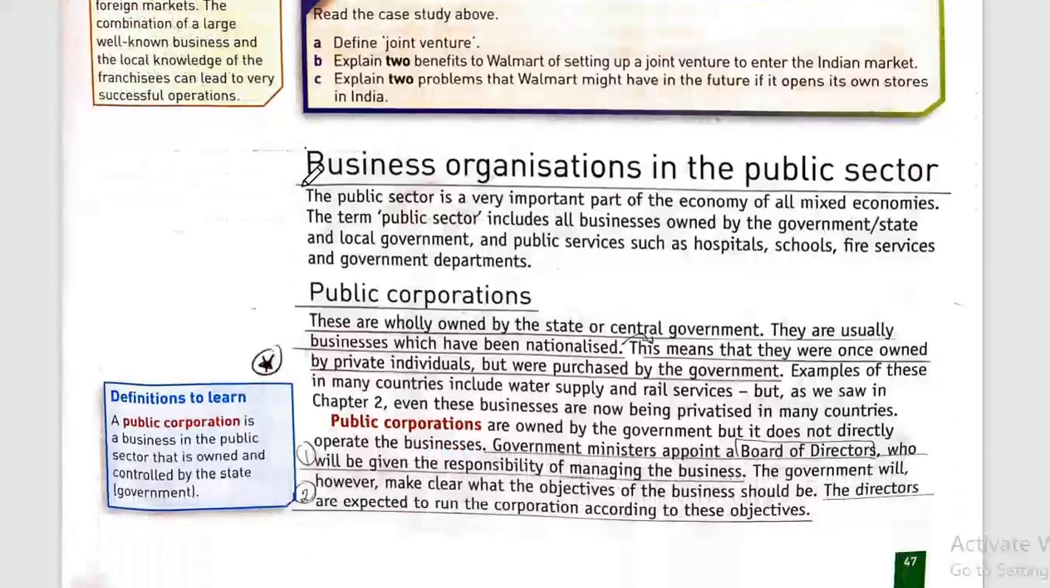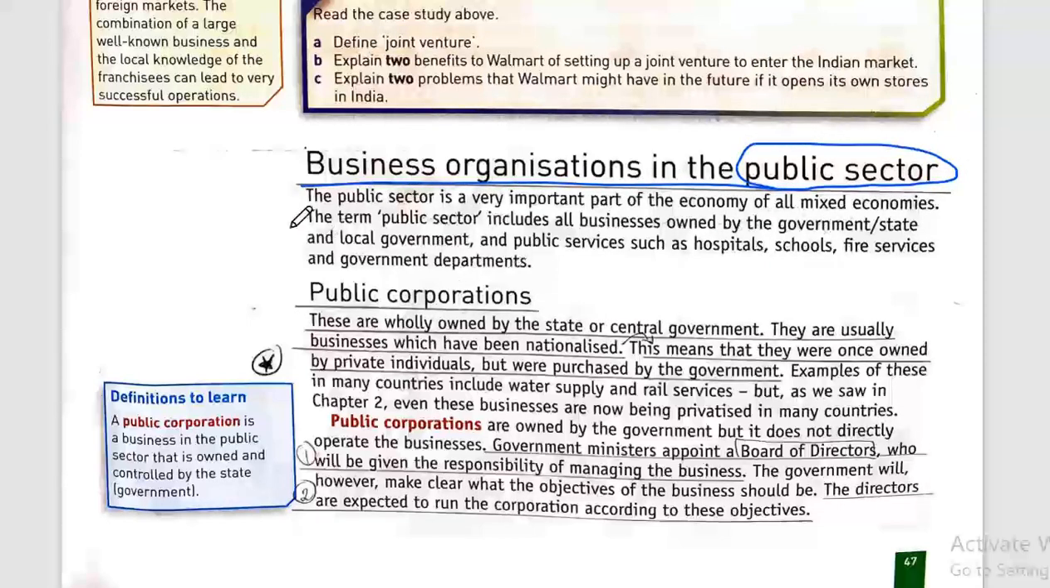Now, Miss, we're going to be talking about business organization in the public sector, the public sector that's owned by the government. Again, they are just reminding us over here that the public sector is a business owned and controlled by the government, and the public services that the businesses in the public sector are offering, such as public hospitals, public schools, fire services, and government departments.